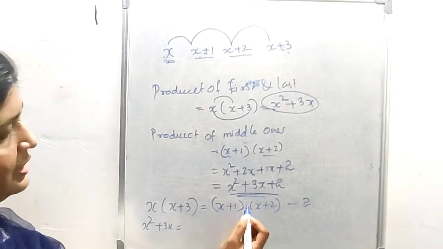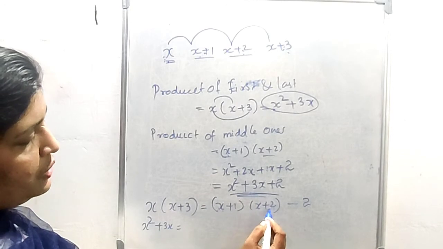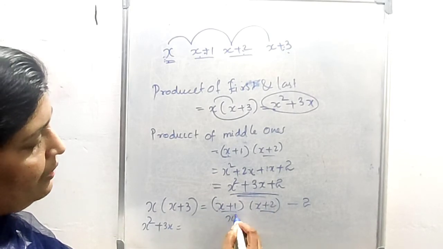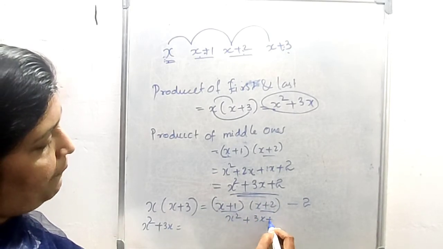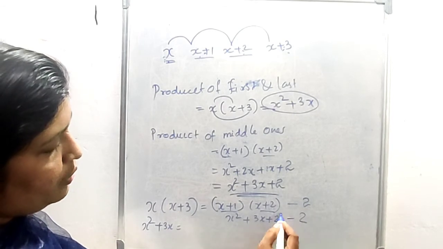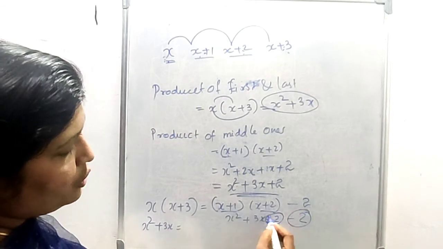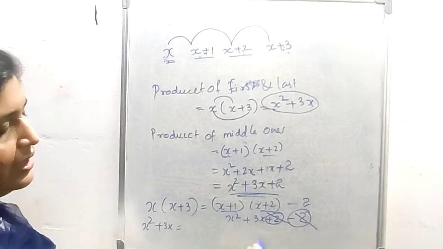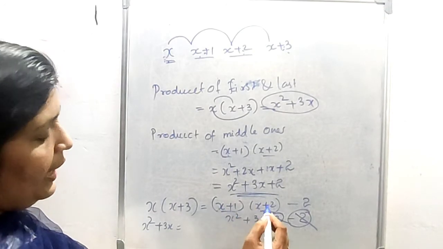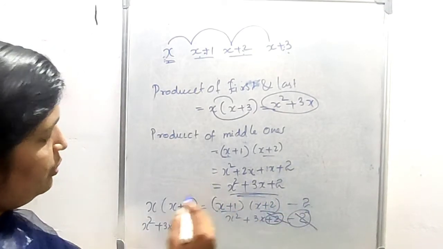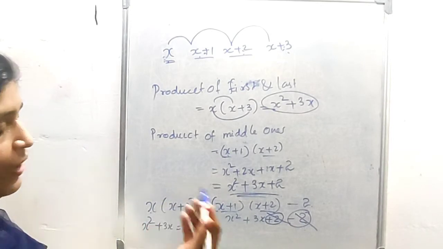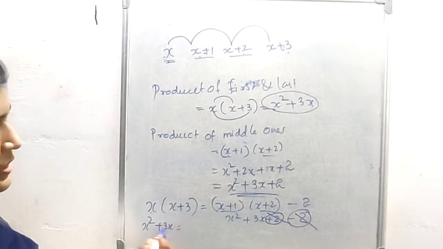Okay, we can check this. What is x plus 1 into x plus 2? This is equal to x square plus 3x plus 2 minus 2. So here we have a plus 2 and a minus 2. That means that get cancelled. That is x plus 1 into x plus 2 minus 2 is equal to x into x plus 3. Okay, so this is the proof.